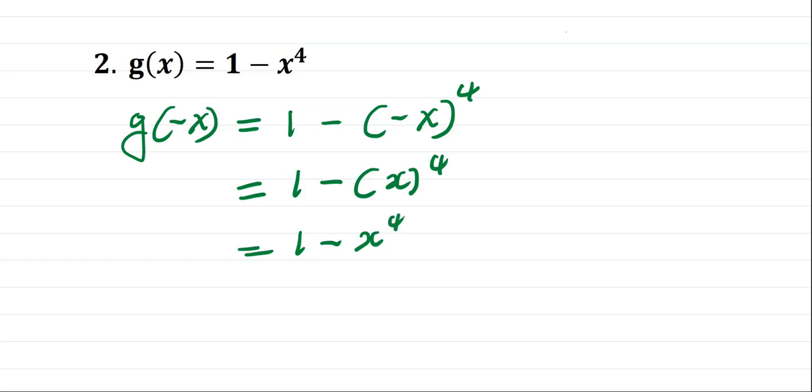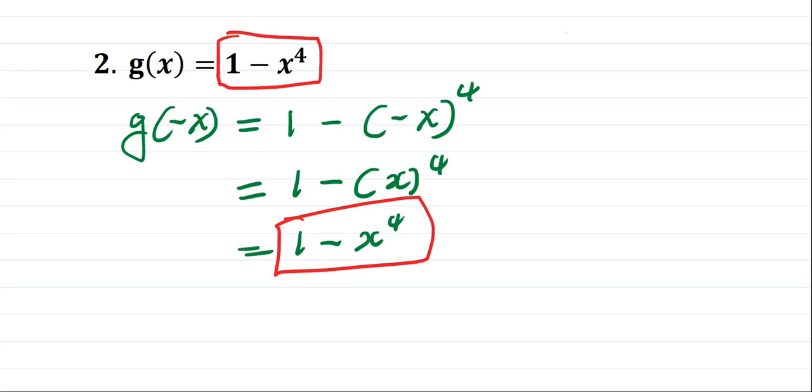So you can see that when we plug negative x into this function, we arrive at f of x, because this is the original function we started with, as you can see over here. So that means this is an even function. I hope this makes some sense. Alright, let's go to the next one.